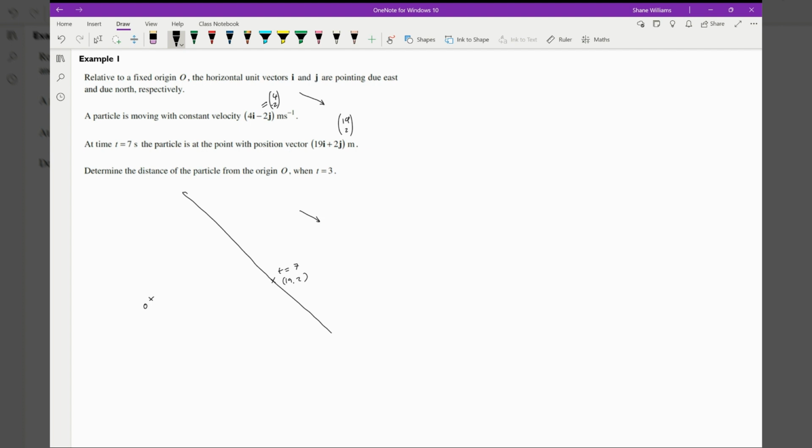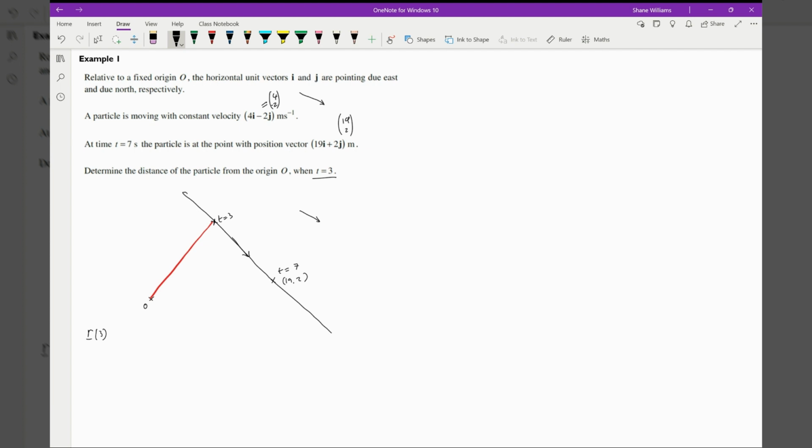I'm looking for the distance to the origin when t is 3. So there's my t is 3, because I know that I've been traveling on the path in that direction, and I'm looking for this red distance here. In other words, I'm looking for the position at time 3. So ultimately, I'm trying to find r of 3, and then I can take the magnitude of that.